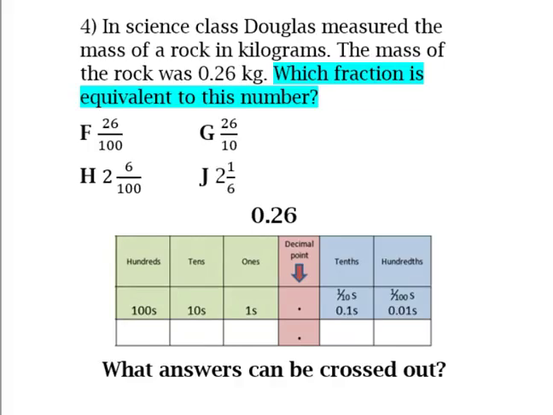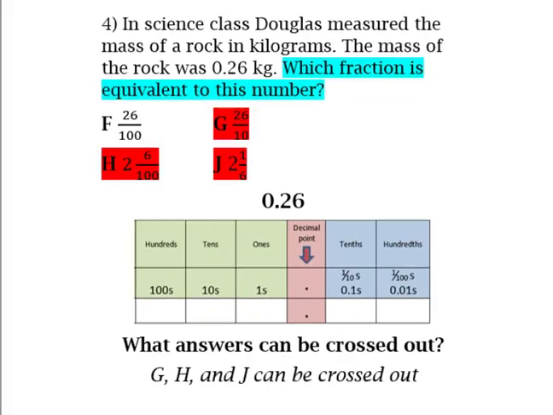Drum roll, please. If you said G, H, and J, you are correct. So let's take a look. For G, it's 26 over 10. Well, this is incorrect because if you look in the column with the tenths place, you'll see that the fraction is 1 over 10. We actually have two numbers, 0.26, and that 26, the 6 is in the hundredths place. So G is incorrect.